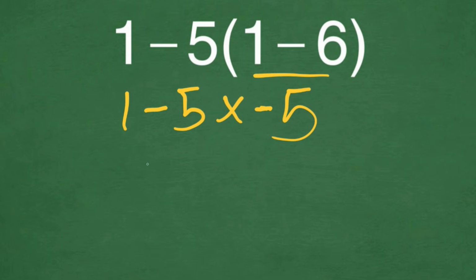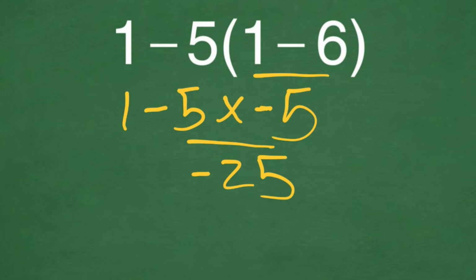So this is what the problem looks like, and we have to solve the multiplication before the subtraction, because clearly in the rule it is stated that multiplication has a higher priority than subtraction, so we have to do multiplication or division before addition or subtraction. So 5 times negative 5 is equal to negative 25.